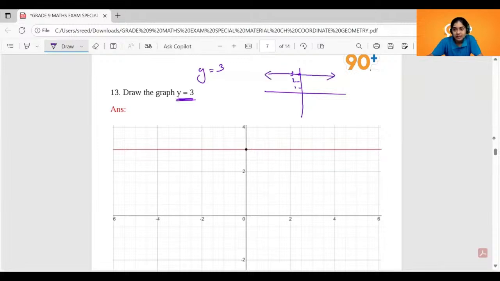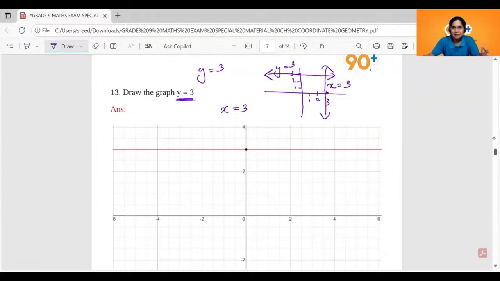You have to draw the line passing through y and parallel to the x-axis. You have to draw like that, right? Clear. If the question was x is equal to 3, then what you will be doing? This is the x coordinate, this is 3. So you will be drawing a line parallel to the y-axis. So this is the line x is equal to 3. This is the line y is equal to 3. I hope it's clear, right?